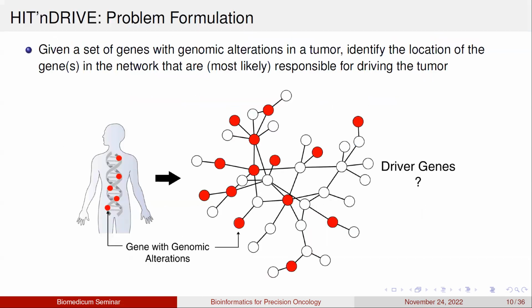The main problem we are trying to address is that whenever we sequence cancer genomes, we observe different mutations in different genes, and we are interested to know which of those genes are cancer driver genes responsible for driving cancer. Now, we know that these genes do not act in isolation. One gene interacts with different other genes, forming an interaction network. And this collective information can be represented in terms of a network.